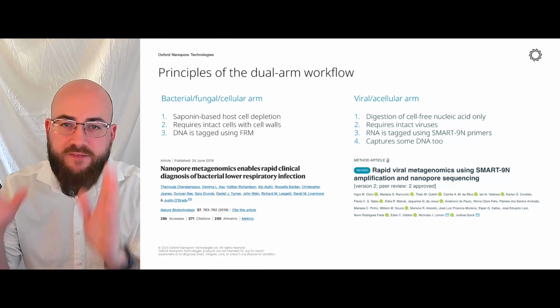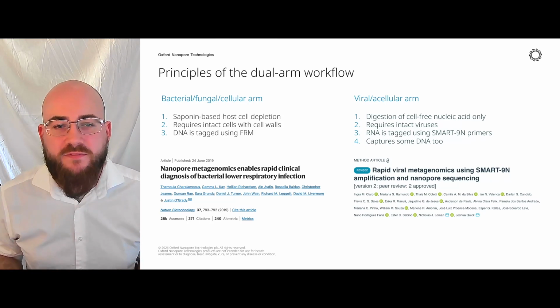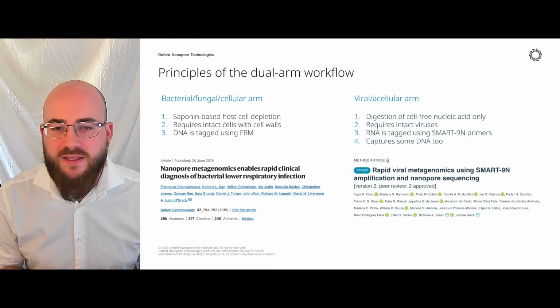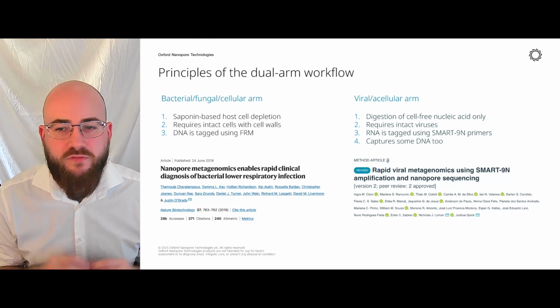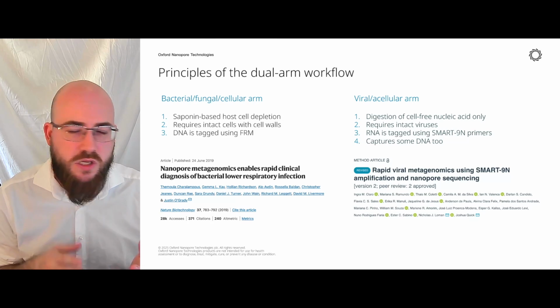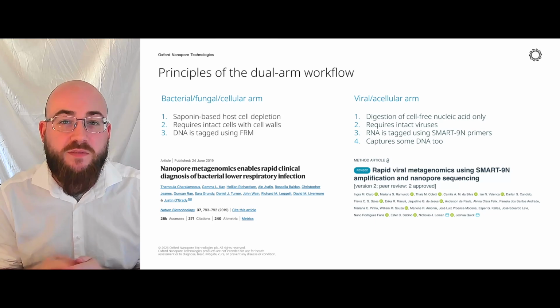And on the other side, the viral and acellular arm, that comes from this original Smart9N method that came from Josh Quick's group. However, we have optimized it a little bit to improve detection and genome recovery of some short segmented viral genomes such as flu A.